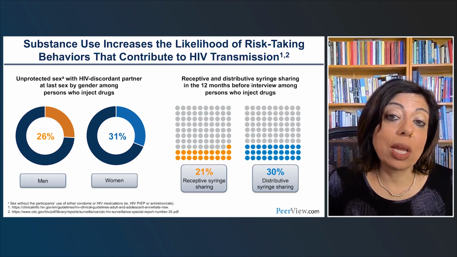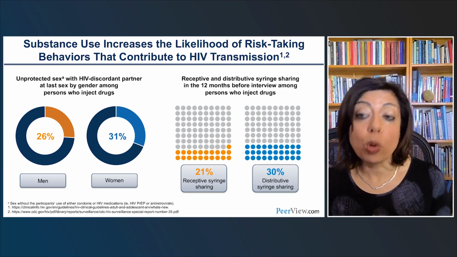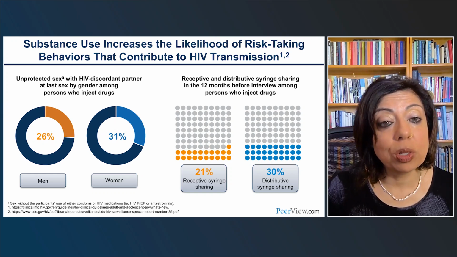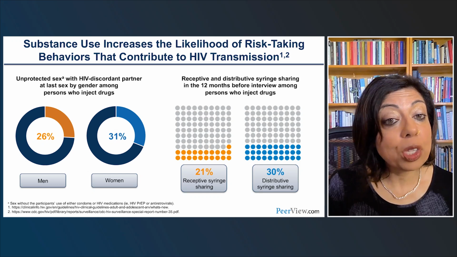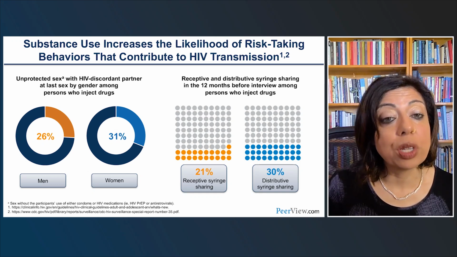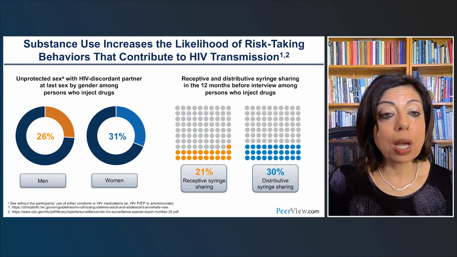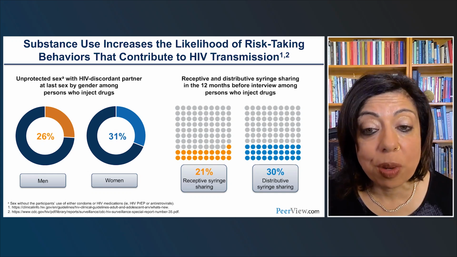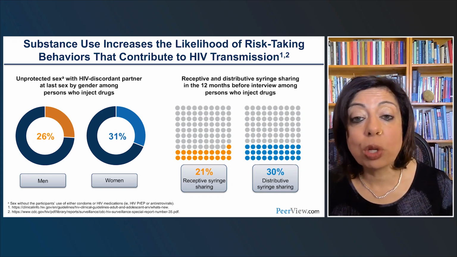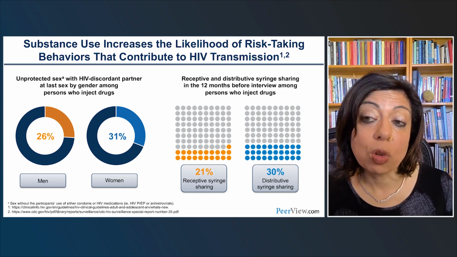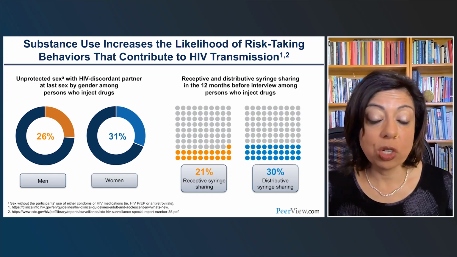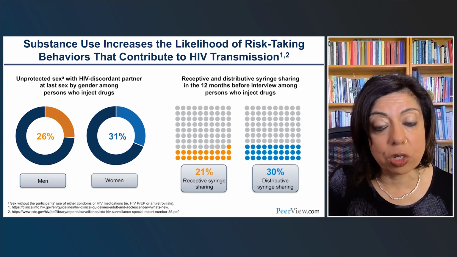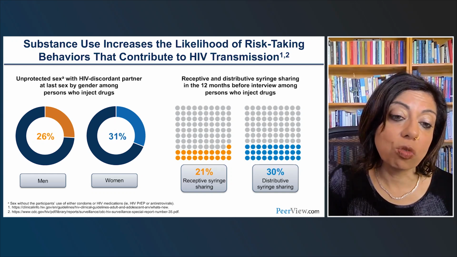Now, substance use does increase the likelihood of behaviors that contribute both to being out of care and, as we discussed earlier, that will lead to viremia and contribute to HIV transmission. So, at this point, with unprotected sex with an HIV serodiscordant partner among those who inject drugs, there is a forward risk of transmission of 26% from males, 31% from females, and that's sex. And then if we look at the right side, syringe sharing, of course, is another risk factor for forward transmission from those who inject drugs who are living with HIV.